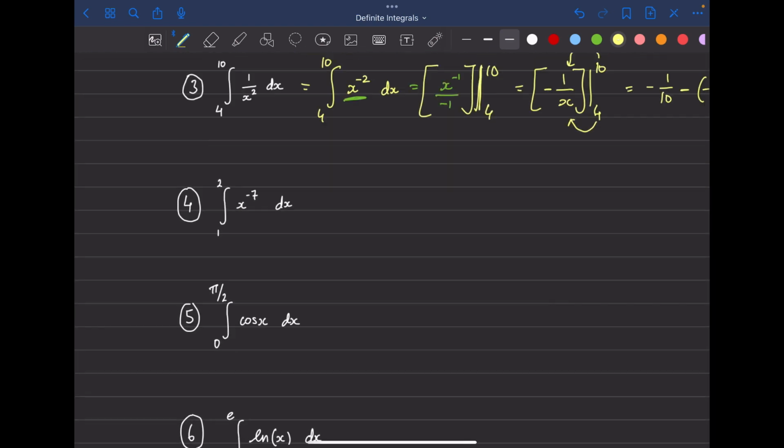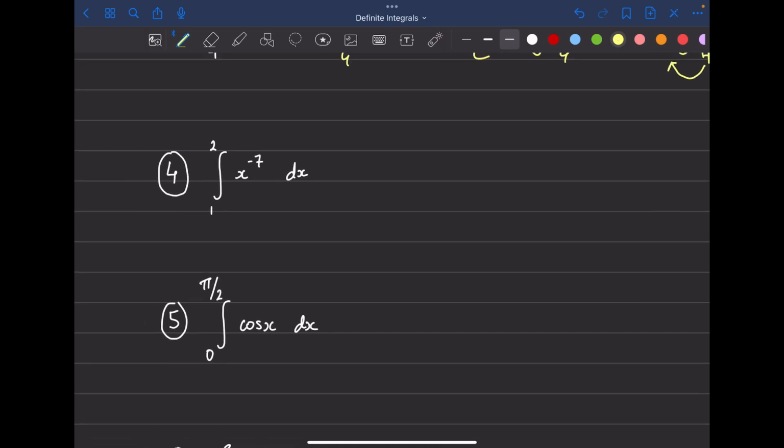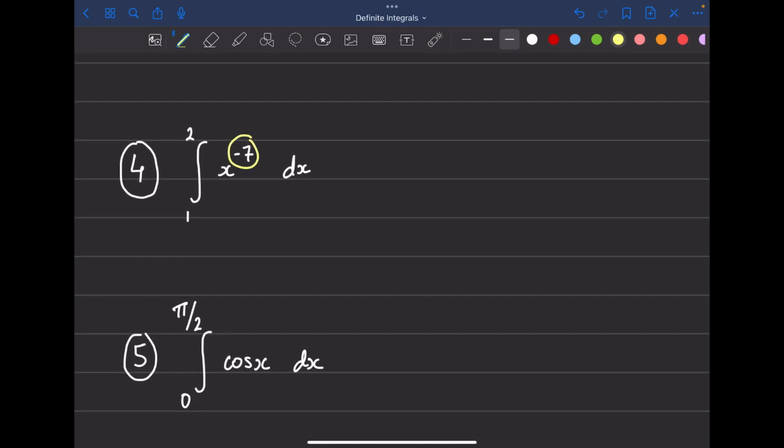Okay, next question, question number 4. Same thing, once again, you have an exponent which is negative, so it's easy to make a mistake here, so just be a bit extra careful. Add 1 to this exponent, negative 7 plus 1 is negative 6. So you'd have x to the power of negative 6, and then divide by this new exponent.